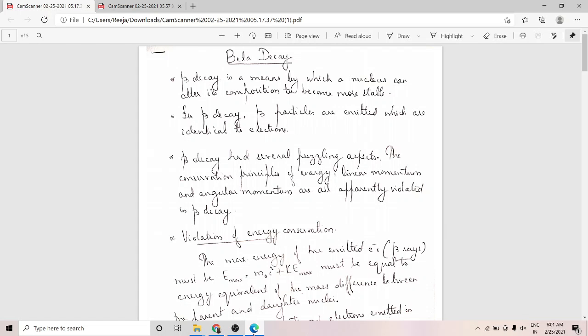Hi students, in today's session we are going to discuss beta decay and gamma decay. Beta decay is a process by which the nucleus alters its composition to become more stable. In beta decay, beta particles are emitted which are identical to electrons. That is, a beam of electrons are emitted.